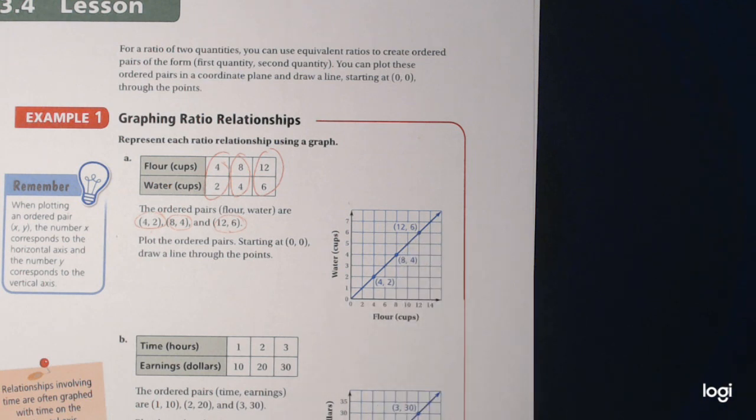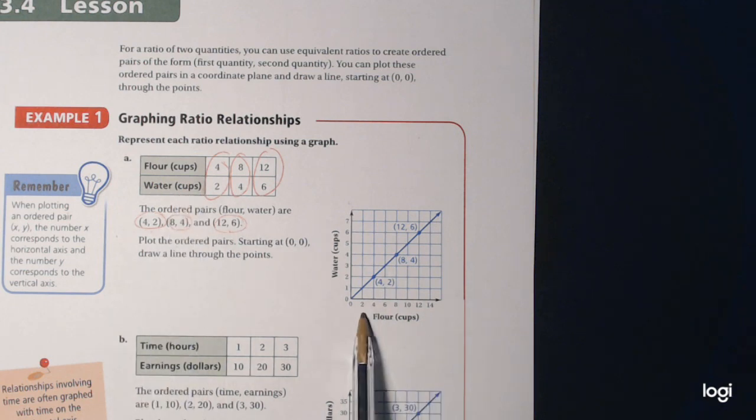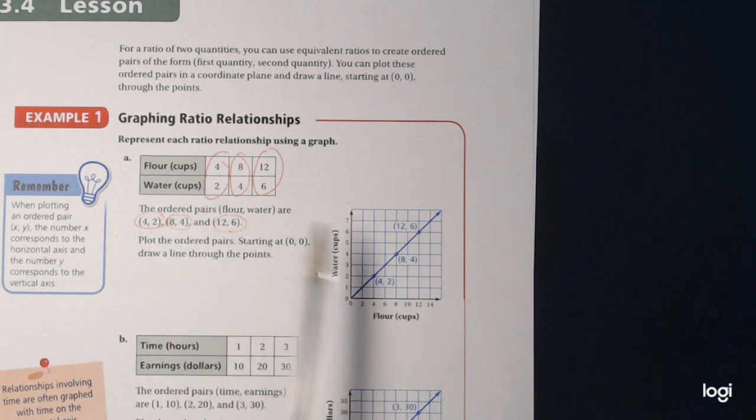So we have shared this information with flour and water on a ratio table. And now we have shown it on a graph. This, we can read the flour cups here, and we can find out how many water cups. According to this, 4 cups of flour with 2 cups of water. Right here we have 8 cups of flour matches with 4 cups of water.